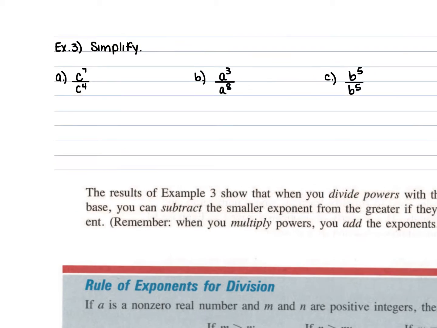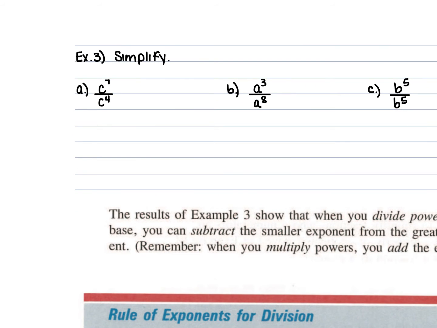So if we look at example 3a, we have c to the 7th power over c to the 4th power. Our variable is the same in the top and the bottom of our fraction. So we're going to keep the variable and we're going to subtract those exponents. 7 minus 4 is 3, so that's c to the 3rd power. That 3 is positive, so we leave it the way that we have it.